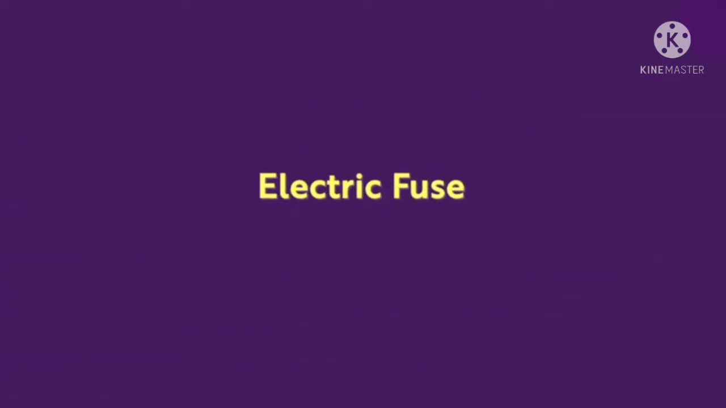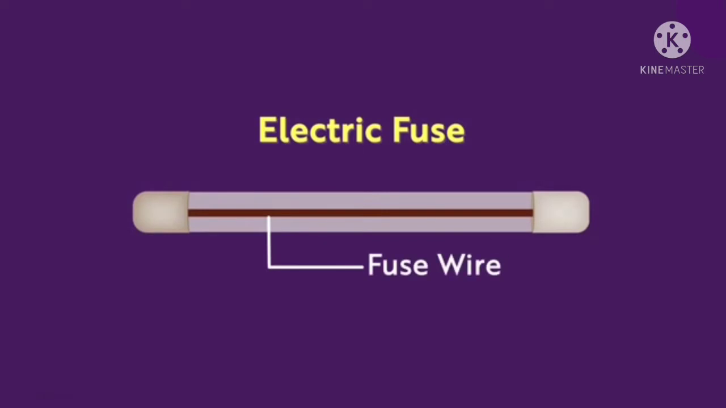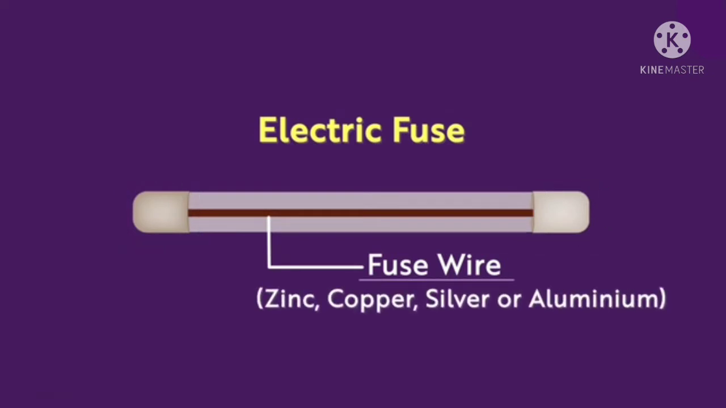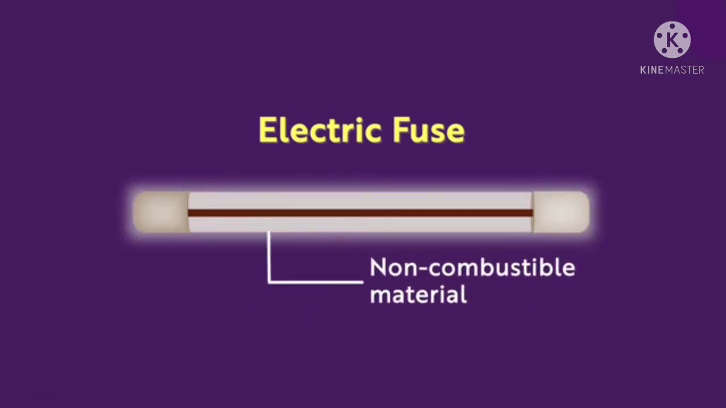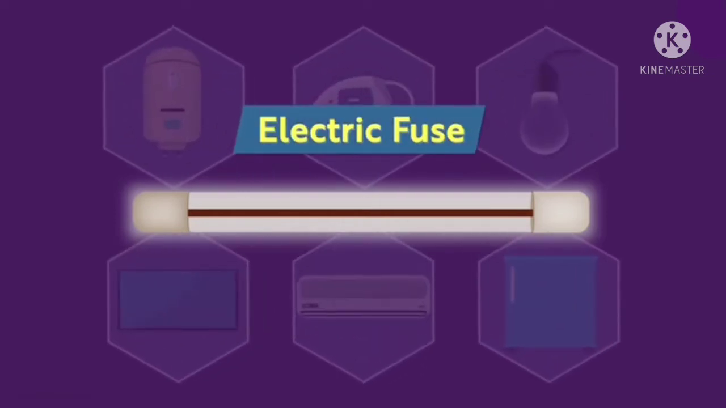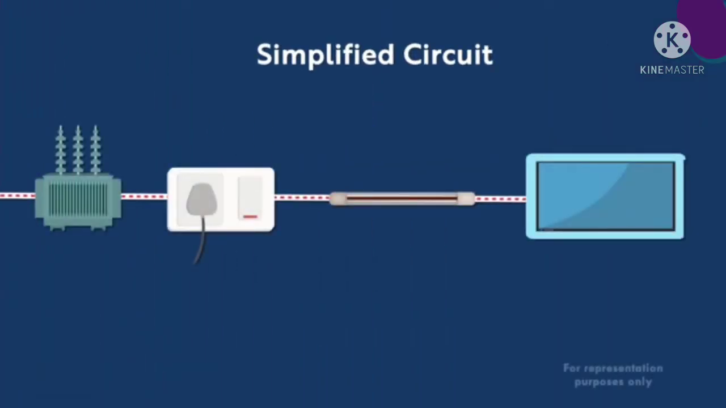So we need some safety. For this safety, we use an electric fuse. What is an electric fuse? A fuse is a safety device which breaks the circuit if the current is too high. Inside you can see a fuse wire, which is a non-combustible material. This protects the cable from overheating and catching fire.